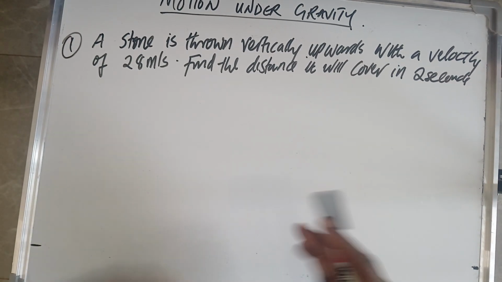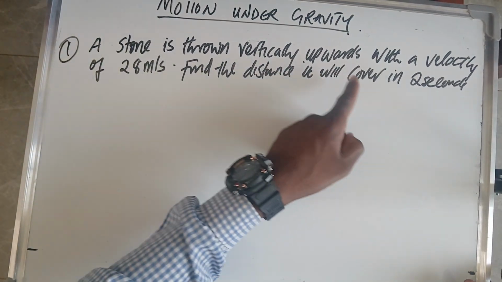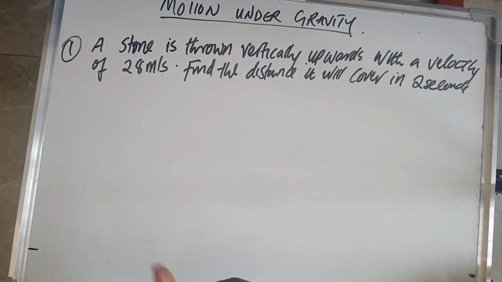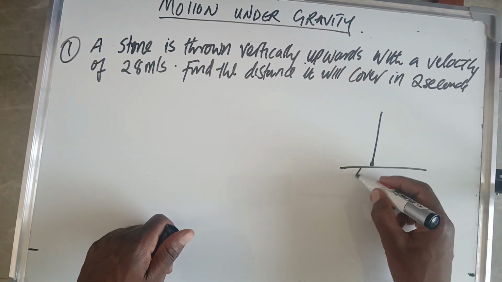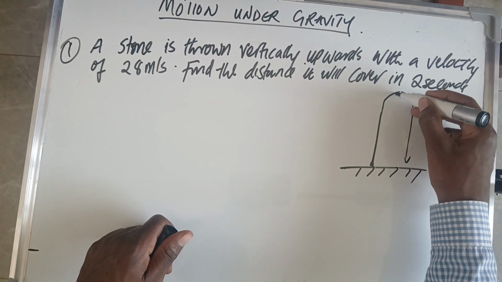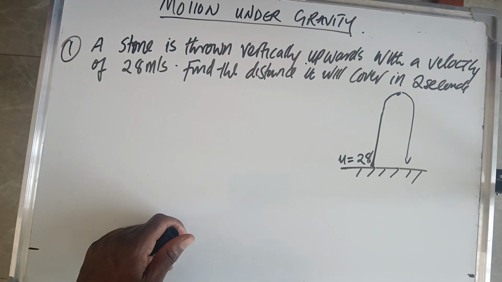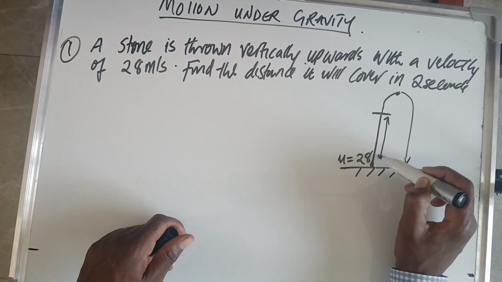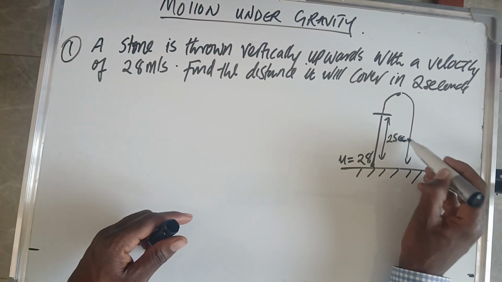Yeah, so there's an example here which we can solve. A stone is thrown vertically upwards with a velocity of 28 meters per second. Find the distance it will cover in 2 seconds. So we have got a stone that is thrown vertically upwards, and definitely at some point it's going to come down. That's the truth, as long as there's no one who is catching it up there. So it has been given the initial velocity of 28. And they are asking us to find the distance it should have covered in 2 seconds.